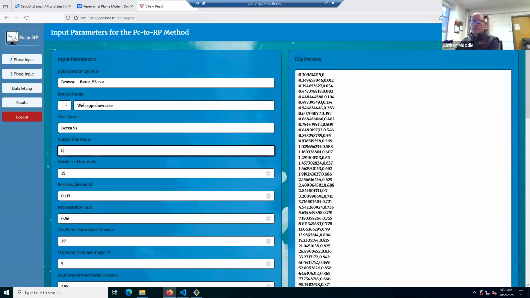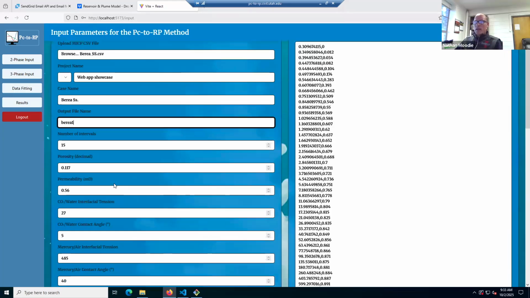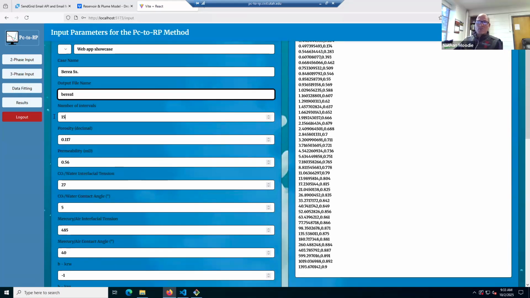Sandstone, the file a name. Let's call it 301. And then we can choose how many intervals we want in our curve. The more intervals, basically the more data you have in there. Sometimes that can give you a smoother looking curve. For the simulator, I think we'll go with 10, make it a little finer.